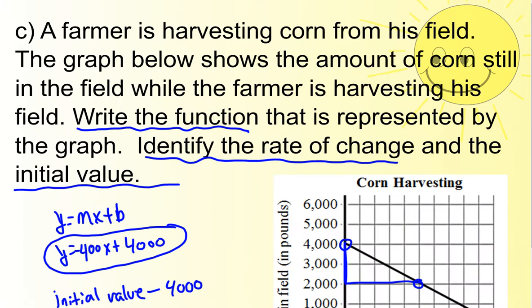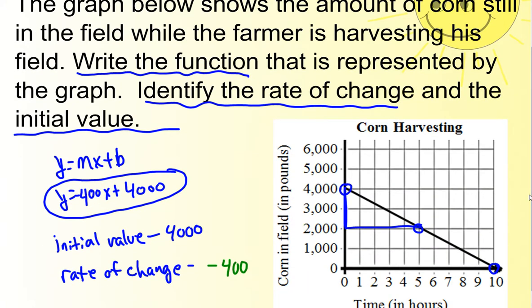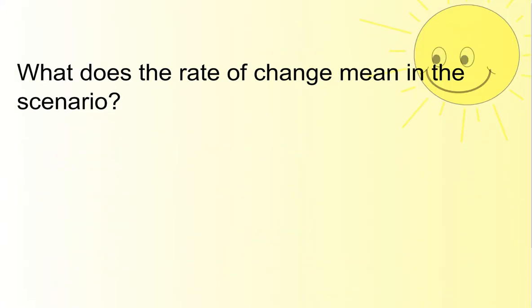That scenario with the farm, we said the rate of change was negative 400. What's that represent? Go ahead, pause the video, answer that question. When you're ready to continue, hit play. We'll go through it together.